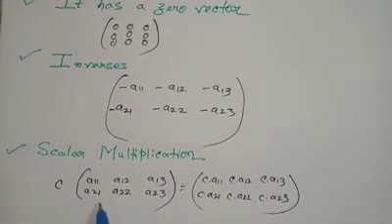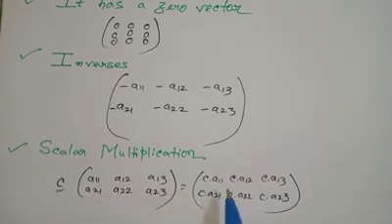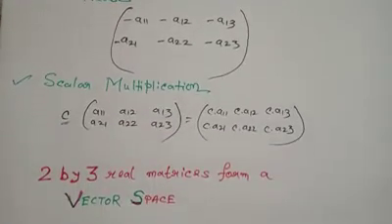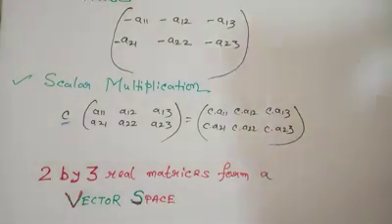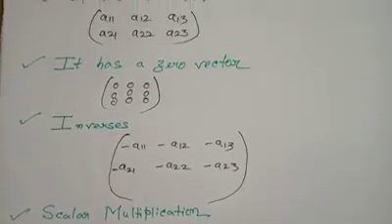So we can do the scalar multiplication, C being the scalar, multiplying it by a 2 by 3 matrix and getting the result. So here is the final one: 2 by 3 real matrices form a vector space. You might be thinking, why am I doing all these things? The reason is to tell you that the vector space is actually a collection and it can be generalized into various parts.